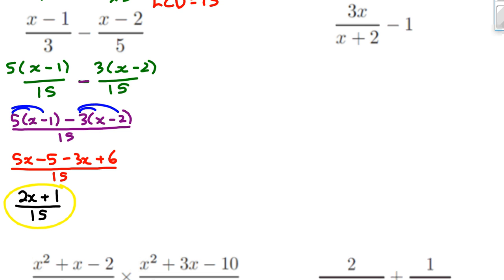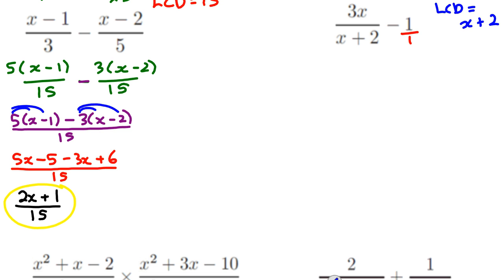Okay, so back to here, the next one. Next one, we've got 3x over x plus 2 minus 1. So we need to write them both as fractions. Think of 1 as just 1 over 1, if that helps. So 3x over x plus 2 minus 1 over 1. What's our LCD? Have a think. That's right, it's x plus 2.